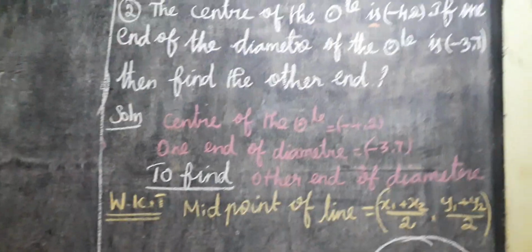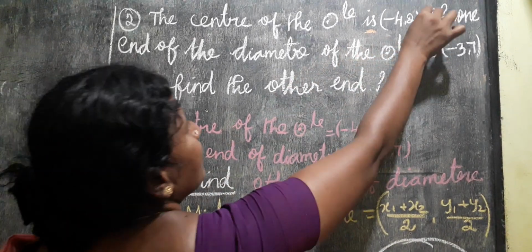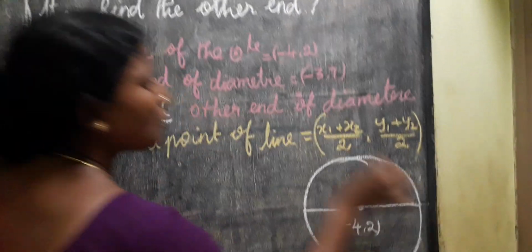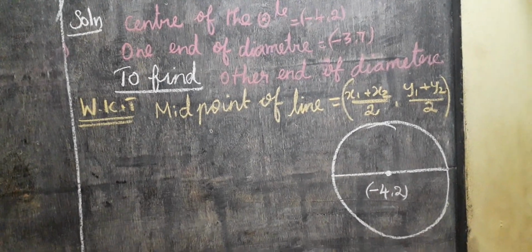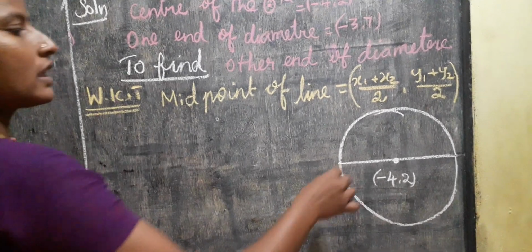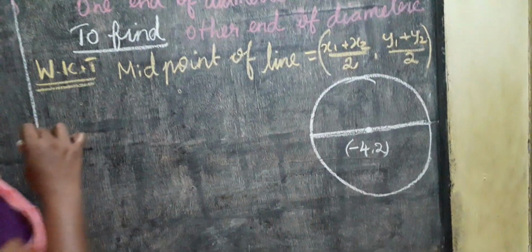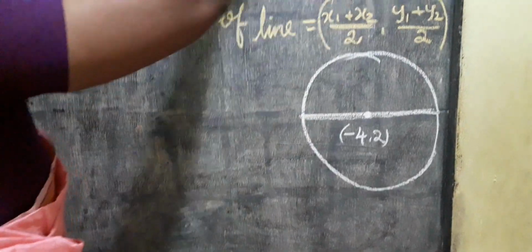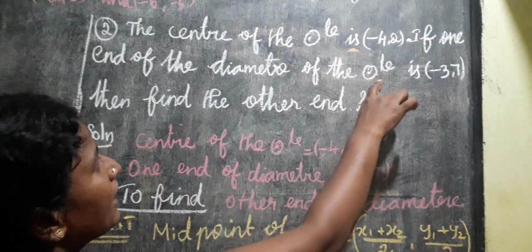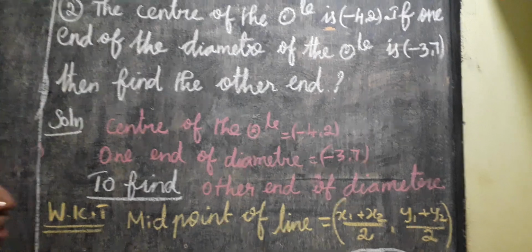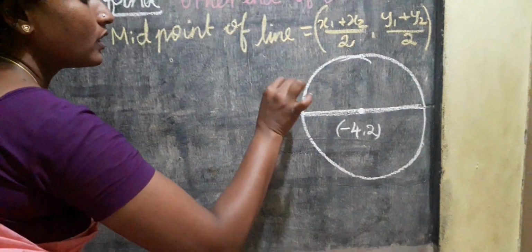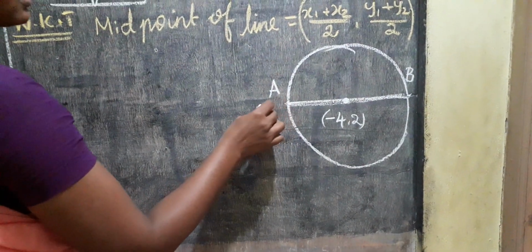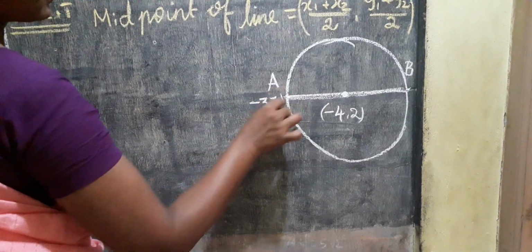And then, what is the other thing given? If one end of the diameter. So, you have to draw the diameter of the circle. The longest chord is called the diameter. Is this one end of the diameter? The end is (-3, 7). So, for this diameter, one end I will name A and the other B. One end of the diameter is (-3, 7).